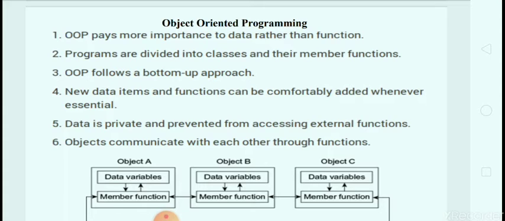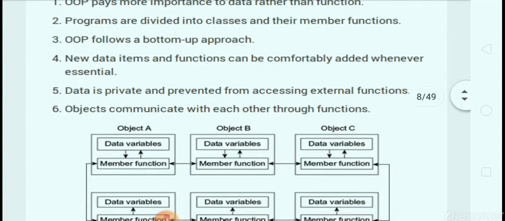OOP follows a bottom-up approach. Whatever operations or program is executed in OOP, the execution starts from bottom to up. So it follows the bottom-up approach. Then new data items and functions can be comfortably added whenever essential. In an OOP language, we can add data members and member functions as per the requirement of the user.